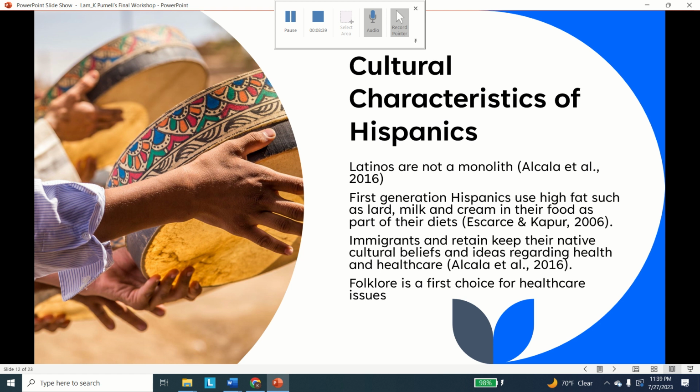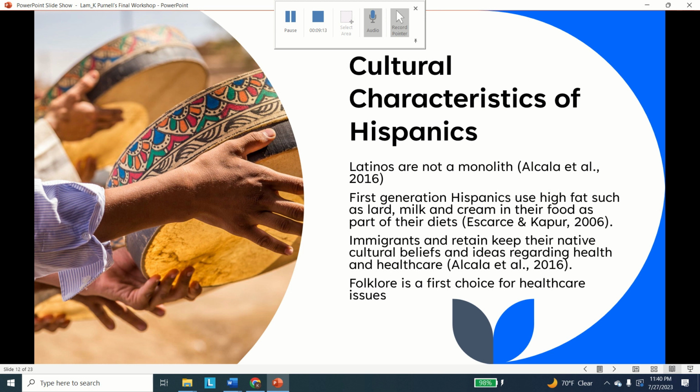So Latinos are not a monolith. What that means is that there are many different cultures that fall under Latinos. For instance, there's Mexicans, there's El Salvadorians, and Peruvians. First generation Hispanics use high fats such as lard, milk, and cream in their food as part of their diets. Immigrants are more likely to retain their native cultural beliefs and ideas regarding health and healthcare, and folklore is often a first choice for Hispanics.